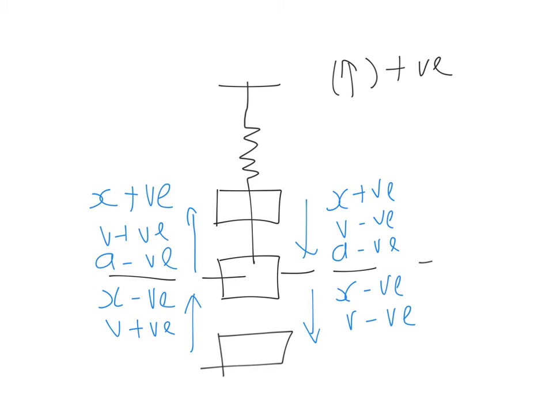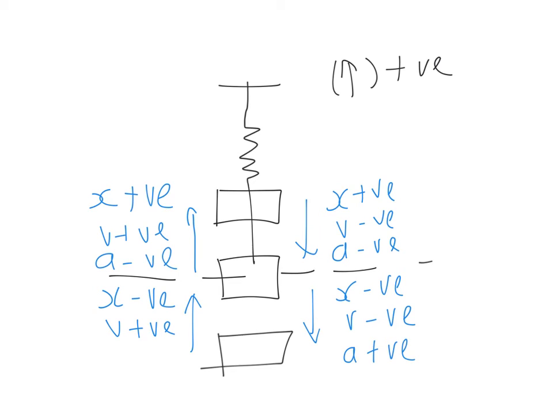And when the object is past the equilibrium as it's moving down, the weight will actually be smaller than the restoring force of the spring because the extension is bigger. So therefore, the net force is up, so acceleration is up, so the acceleration is positive.